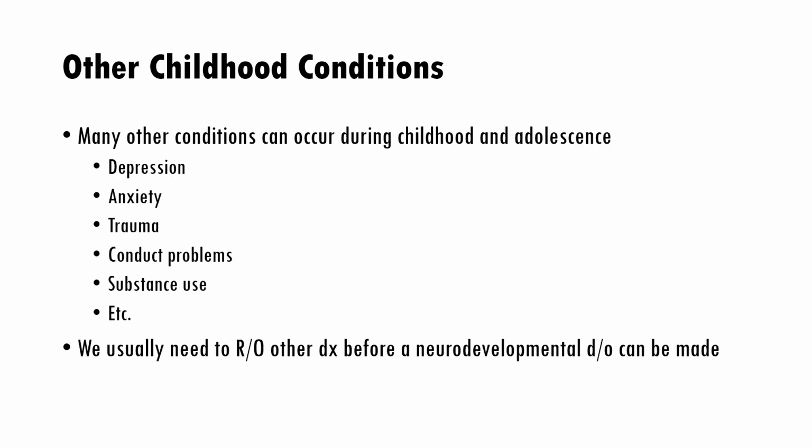You should know that many other conditions can occur during childhood and adolescence, such as depression, anxiety, trauma, conduct problems, which we'll talk about next week, and substance use. Note that we usually need to rule out other diagnoses before a neurodevelopmental diagnosis can be made. As a quick example, a shared symptom such as restlessness can occur in both anxiety in children and ADHD. And so you'd need to rule out anxiety before you made an ADHD diagnosis.